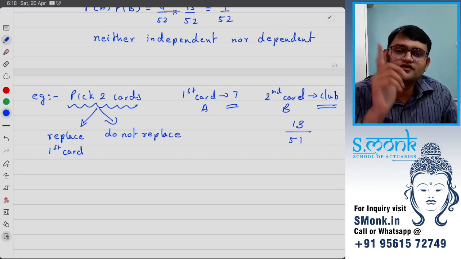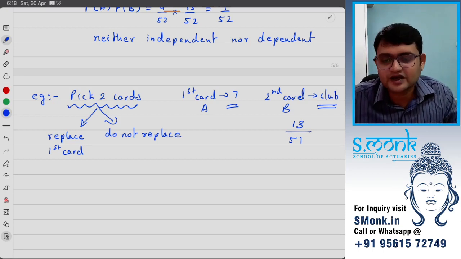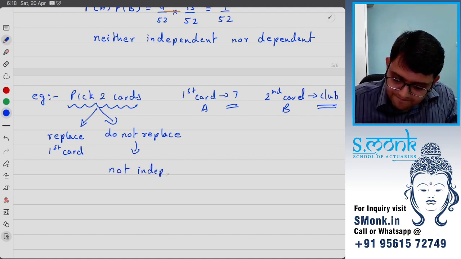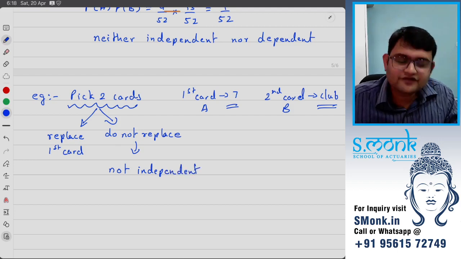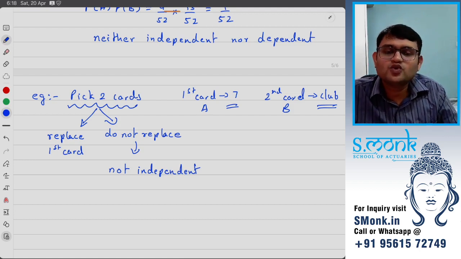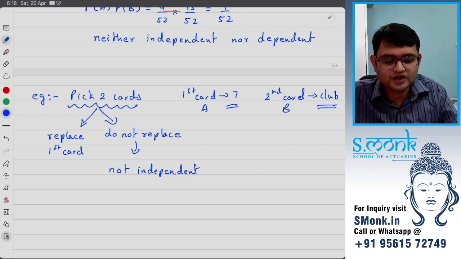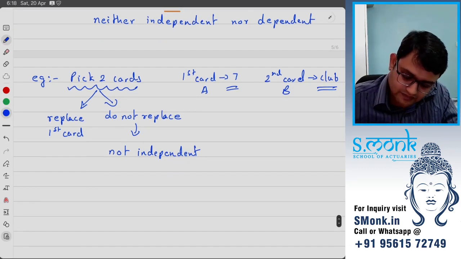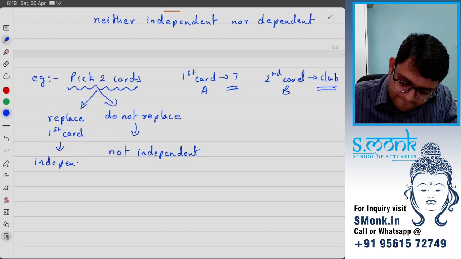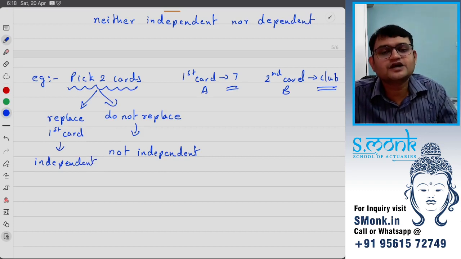If the outcome of the first card is affecting the outcome of the second card, then they are not independent. So when we are not replacing the cards, the events are not independent. We never say the word dependent, although it means that, but mathematically we say I cannot prove dependency, I can only prove independence. And if I am able to replace, then they are independent. I'll give you an example of that as well.